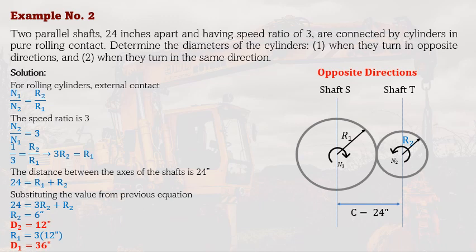Now that we're done solving the diameters of the cylinder when they turn in opposite direction, let us try to examine now when they turn in the same direction. So take note that you can see here that the diameters are 12 inch and 36 inch respectively. Let us see if the diameter would increase or decrease if they would turn in the same direction.